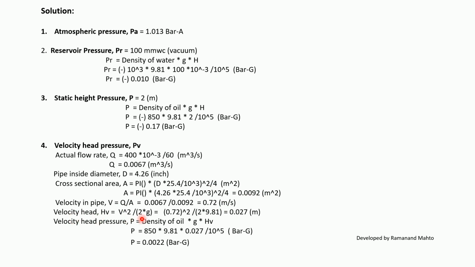Velocity head is equal to V square upon 2g, which is coming as 0.027 meter. So velocity head pressure is equal to density of oil into g into hV, which is coming as 850 into 9.81 into 0.027 upon 10 to the 5, again converted into bar gauge. So now PV is 0.0022 bar gauge, the velocity head pressure.